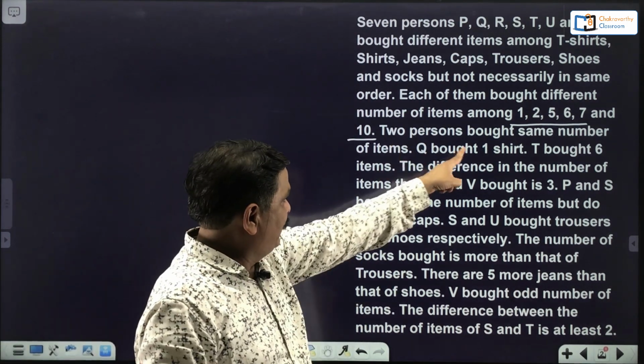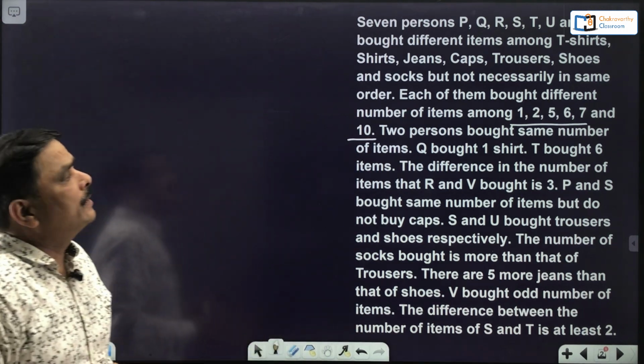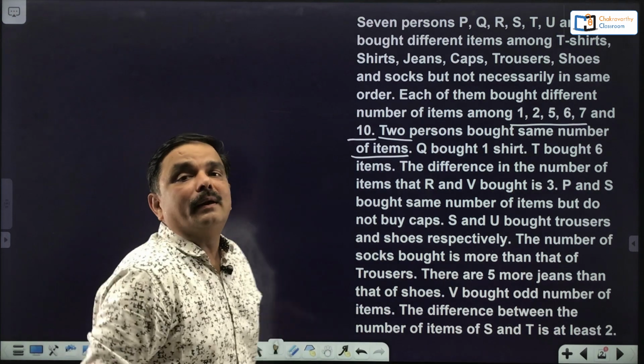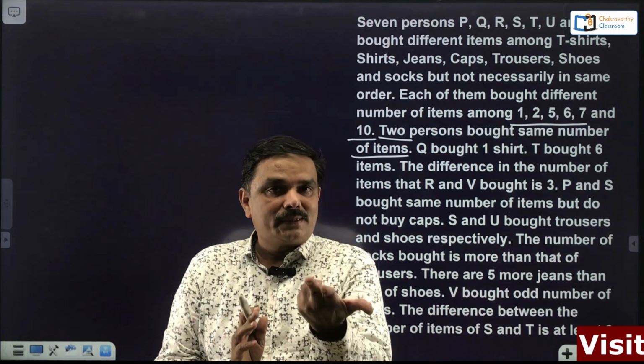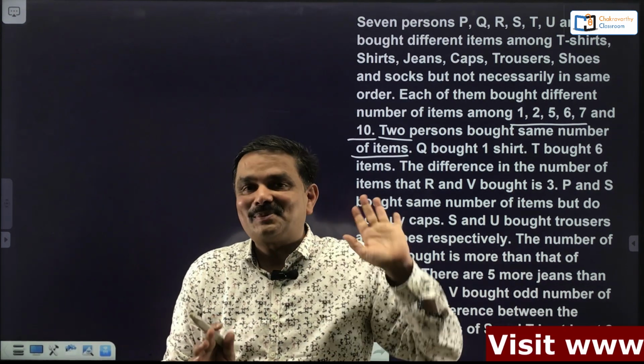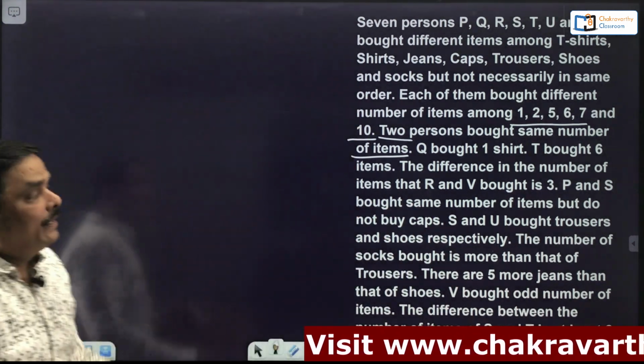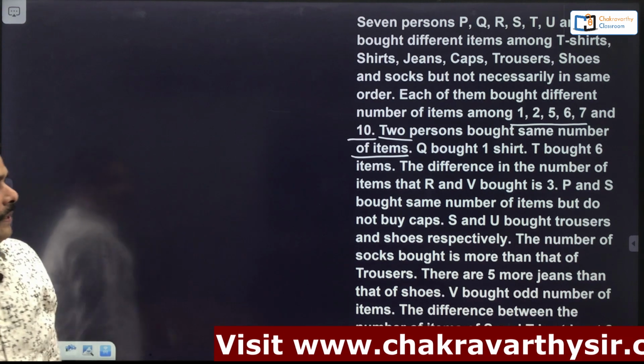They have given the clarity in the next sentence. You see, 2 persons bought the same number of items. Now it is clear. Among 7, 2 persons bought the same number of items. Remember that one. This is called the base data. Then after that, the clues have started from here.